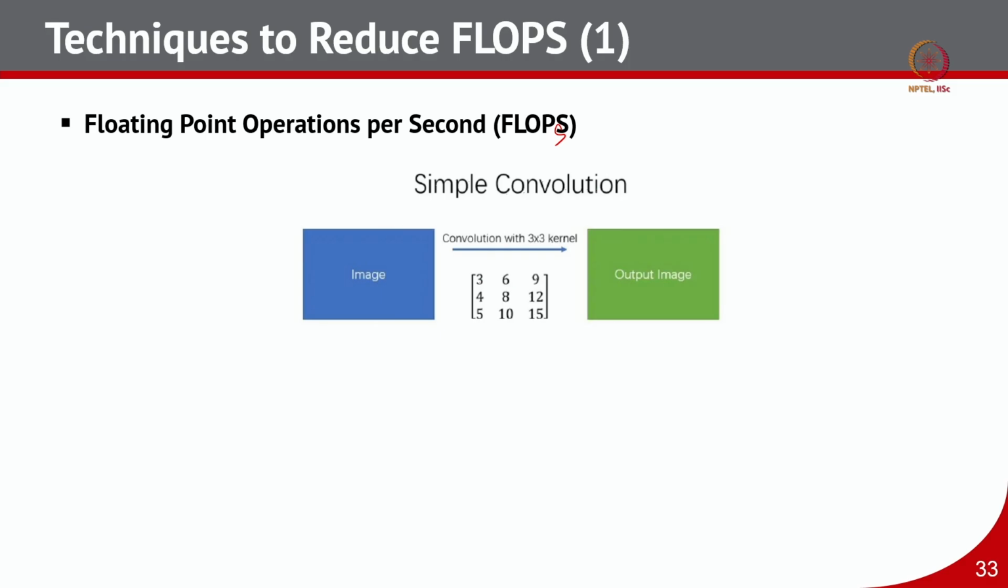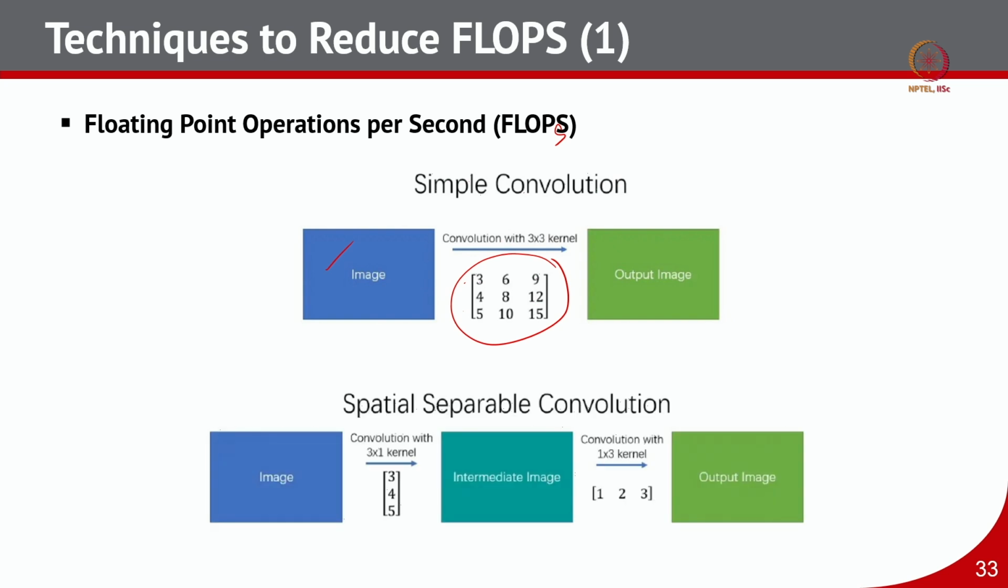Let us take one simple convolution. Let us say we have this image and we are convolving it with a 3 by 3 kernel. These are the weight values: 3, 6, 9, 4, 8, 12, 5, 10, 15, and then we produce one output image. In this convolution process there will be some number of multiply and accumulate operations. Now we want to reduce the number of FLOPs, and one way to do that is to perform spatially separable convolution.